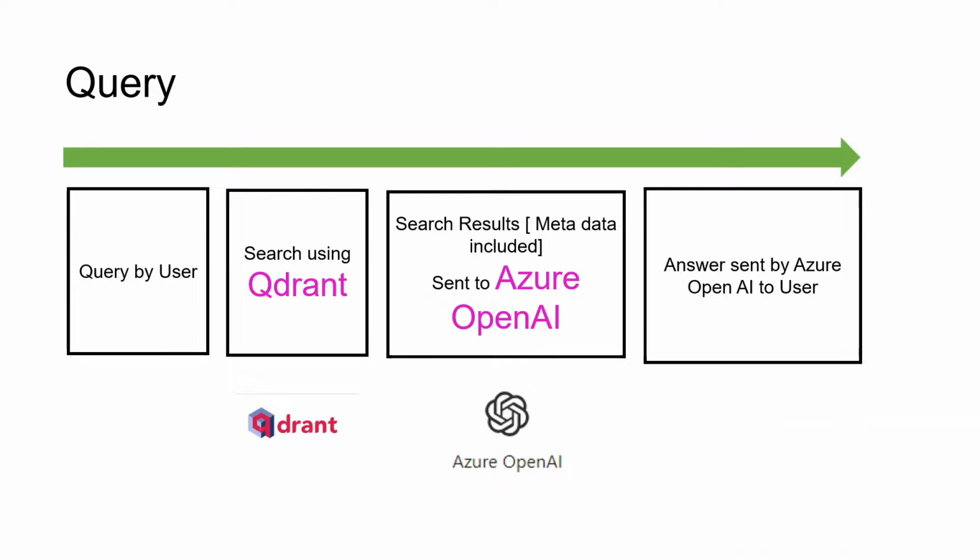Then in the query part, we'll query by the user. The user will provide the query, the user input. We'll search using Qdrant. The search results, which include the metadata, will be sent to Azure OpenAI, which is the LLM, and the answer from Azure OpenAI is sent to the user. So that's the thing. Let's first see this in action.